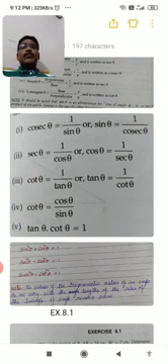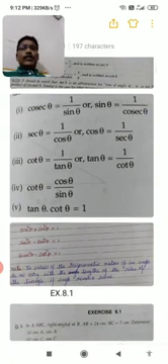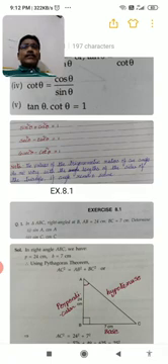Other than these 5 formulas, 3 more formulas are there. Sometimes we call them the golden formulas. It is not officially called golden, it is not given anywhere, I am just calling it that. See, sin square theta plus cos square theta equal to 1.